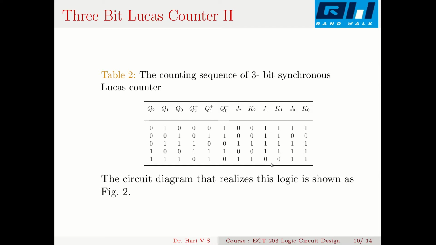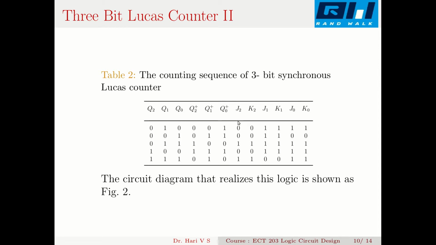Okay, now what about J0 and K0? You have to consider the change from Q0 to Q0 plus. This is a 0 to 1 change, so it's 1, 1. It's a 1 to 1 change, no change actually, so it is 0, 0. Here in the next 3 cases, it's 1 to 0, 0 to 1, 1 to 0. That is 1, 1, 1, 1, 1, 1. Okay, so this is how J0, K0 behaves.